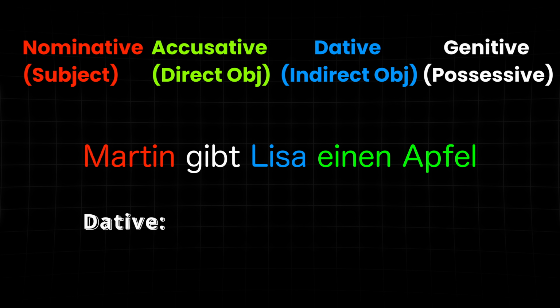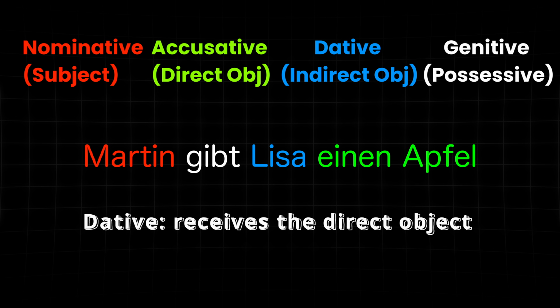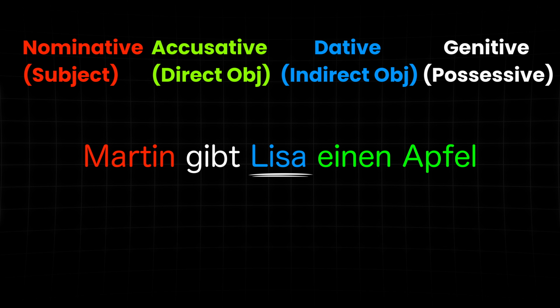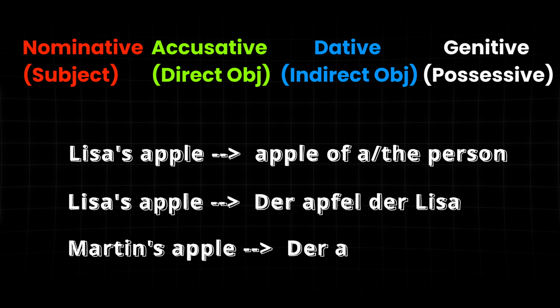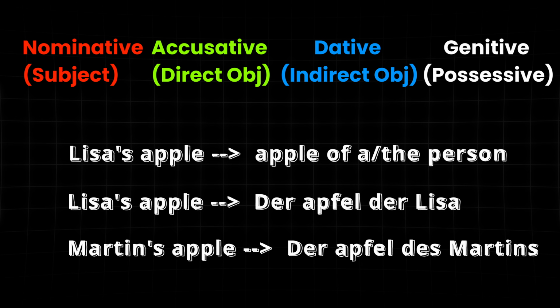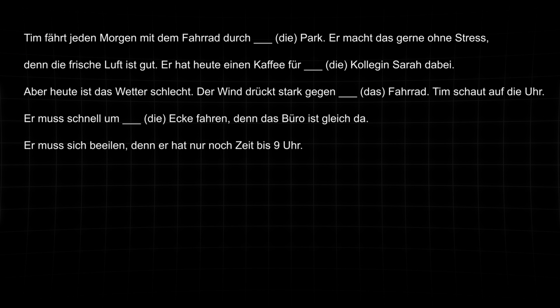And the dative is the receiver of the direct object. It's usually a person or an animal. Here it's Lisa. She is the one receiving einen Apfel. And the last is genitive. Genitive tells who possesses something. Since the apple is now Lisa's, in English we call it Lisa's apple. However, in German it becomes apple of a person or the person. So, Lisa's apple in English becomes apple of the Lisa, der Apfel der Lisa, or if it's Martin's, der Apfel des Martins.